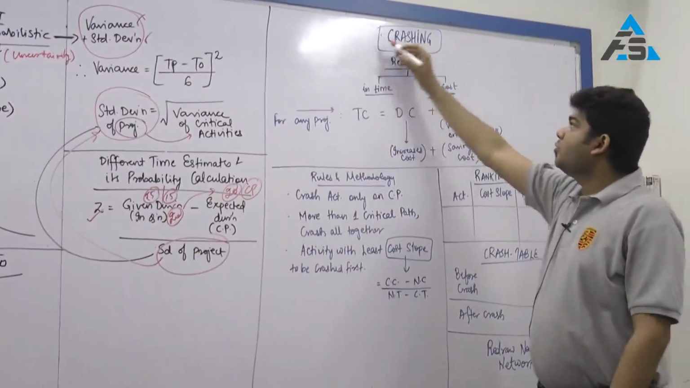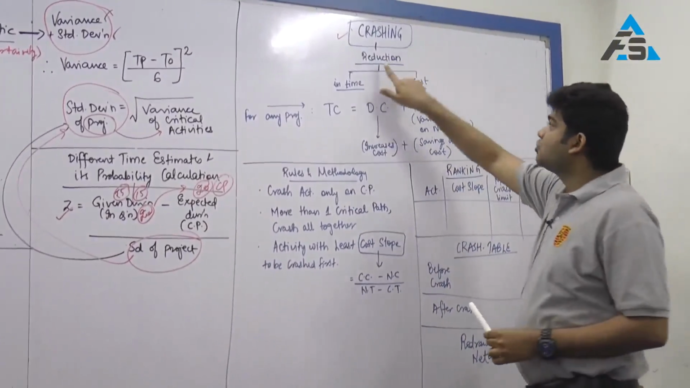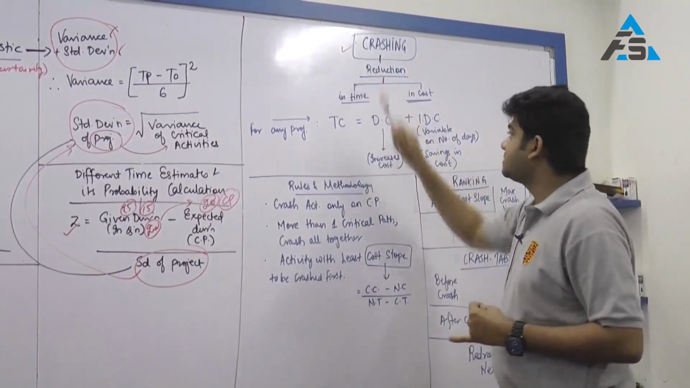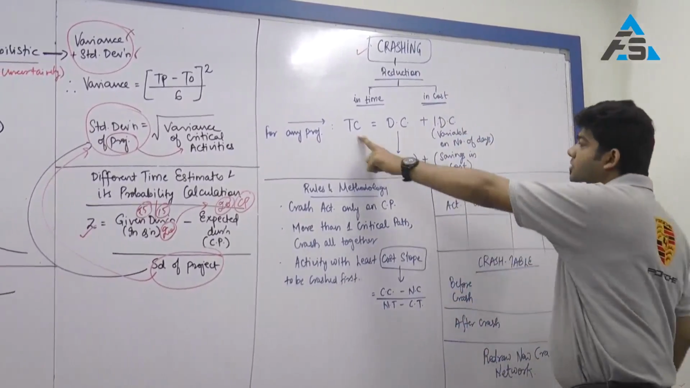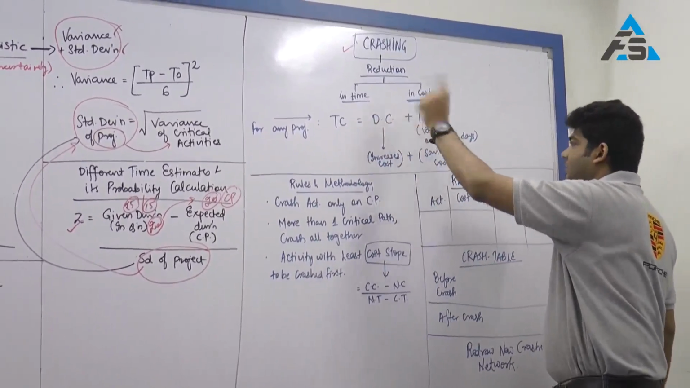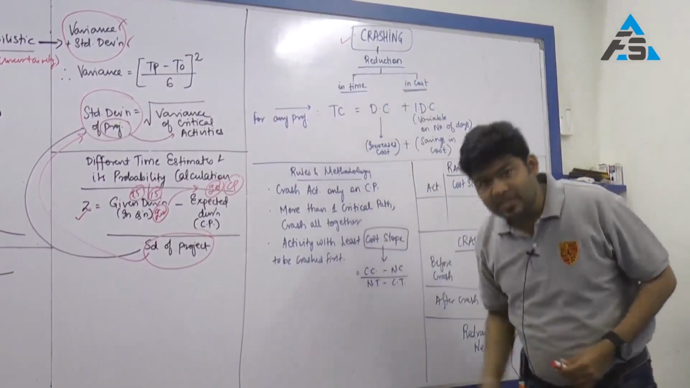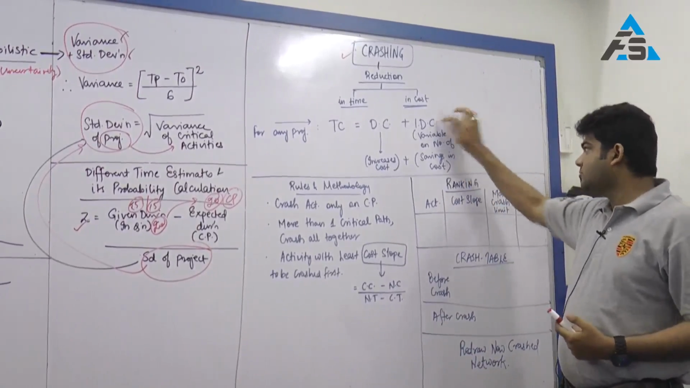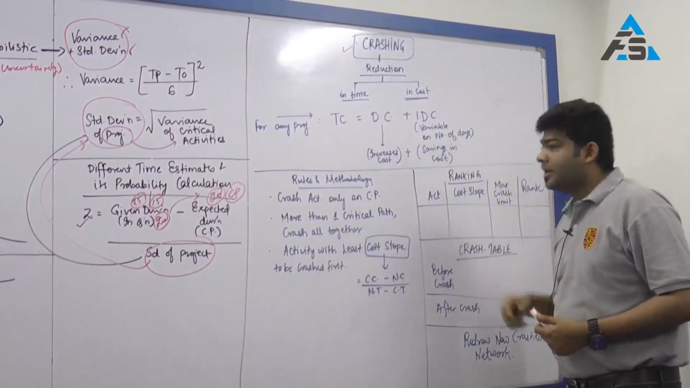Moving on to the again important aspect of crashing. What is crashing? Crashing refers to reduction in time and in cost. We see that there is a critical path involved, so there is time involved. Obviously, to complete the whole project, there is cost involved. What is the cost? For any project, the total cost is direct cost plus indirect cost. This direct cost will increase as we keep on doing the crashing activity, whereas there will be a savings in indirect cost, because indirect cost is variable on the total number of days.